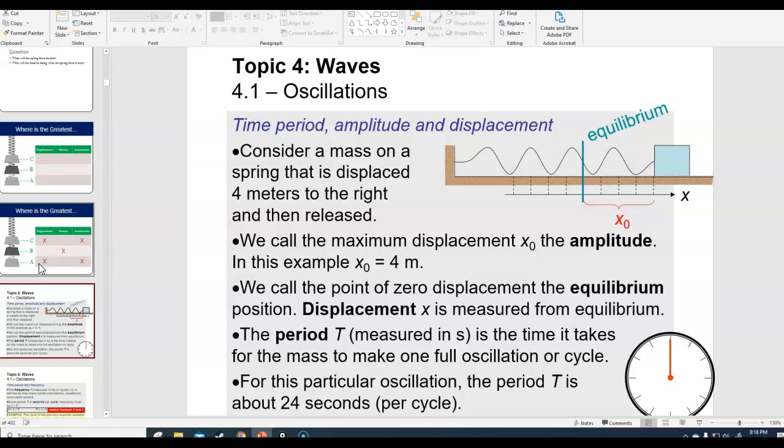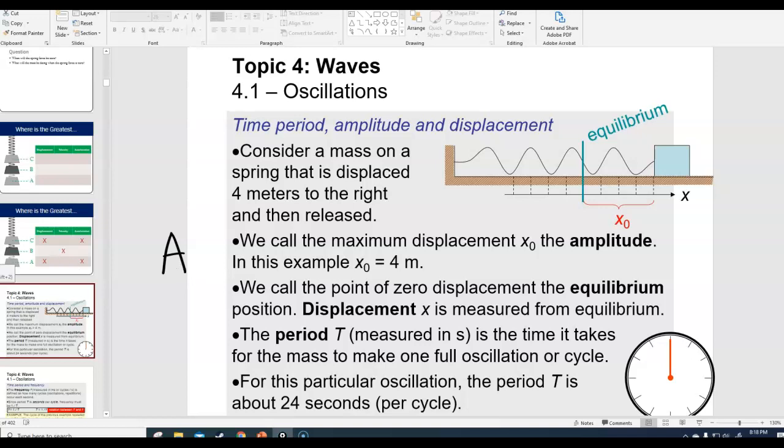The maximum displacement from equilibrium is what's called the amplitude. That's typically given the symbol capital A. And by the way, amplitude is not ever a negative value. It's just the maximum displacement from equilibrium. That's not a vector, it's just a number. How far the object can possibly get from equilibrium, that's called the amplitude.